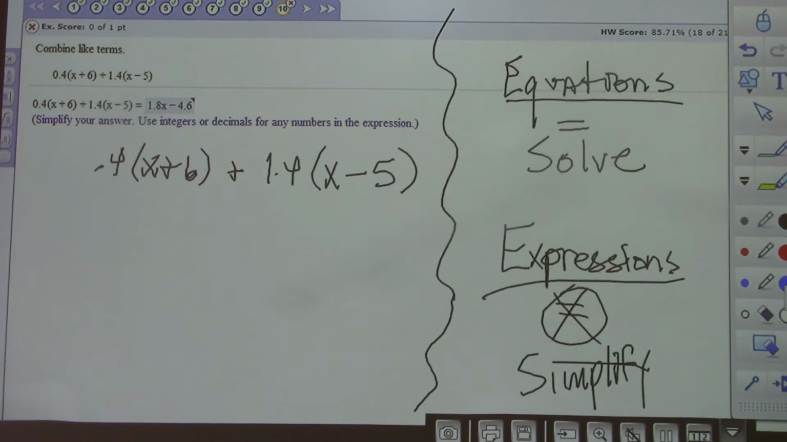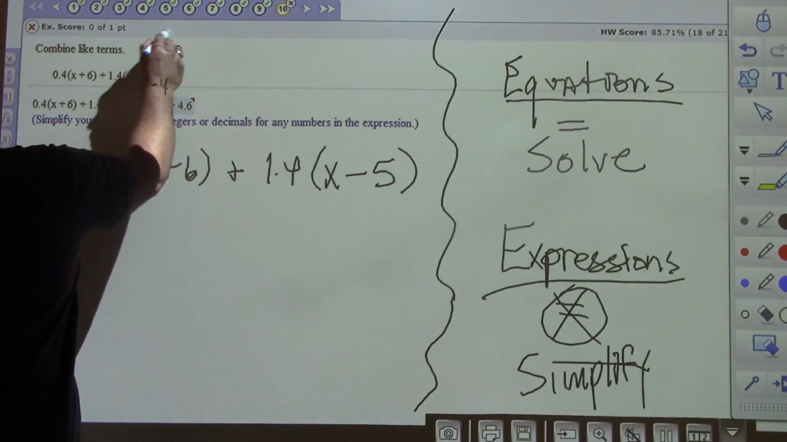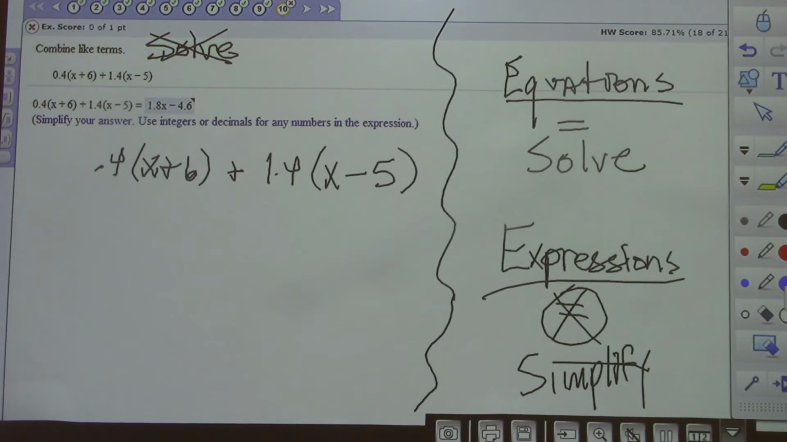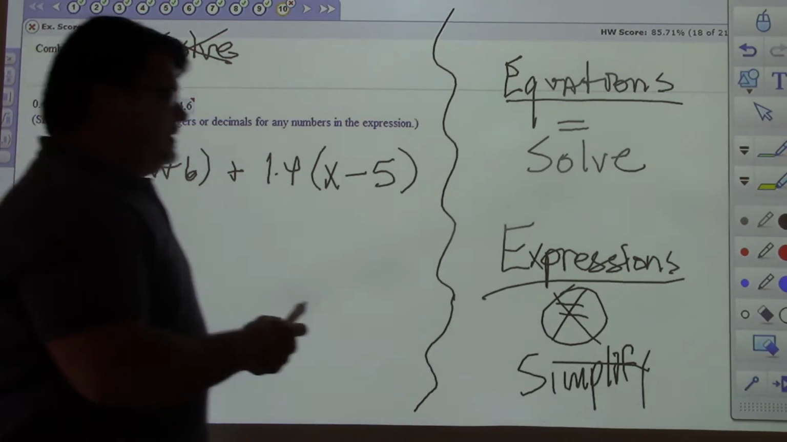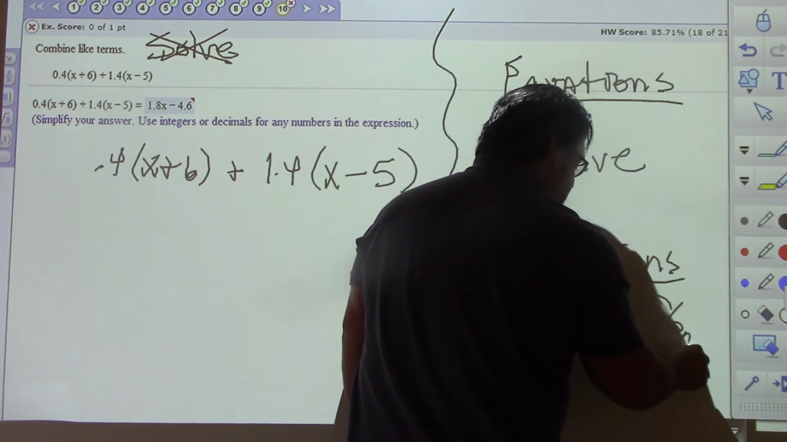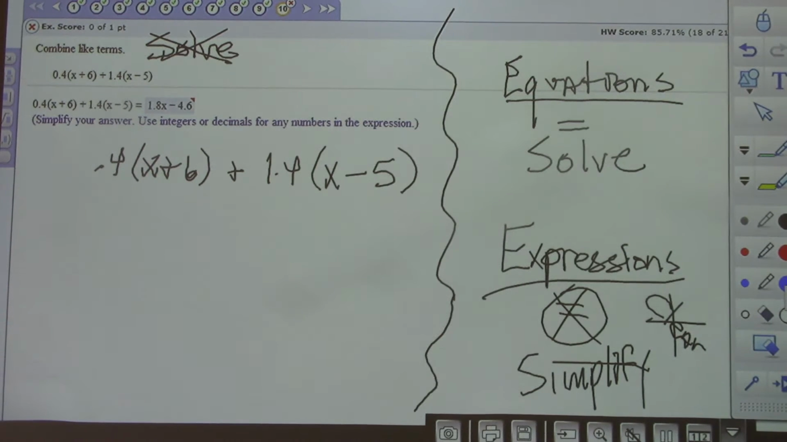This problem is not an equation. This problem is an expression. And notice it doesn't say anything about solving. So if it doesn't say anything about solving, it's an expression. So, I cannot clear the fractions here. The reason I cannot clear the fractions or the decimals is because there is nothing on the other side. So you can't clear the fractions or the decimals on an expression. All you have to do is work with it.